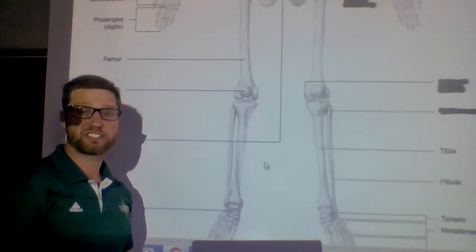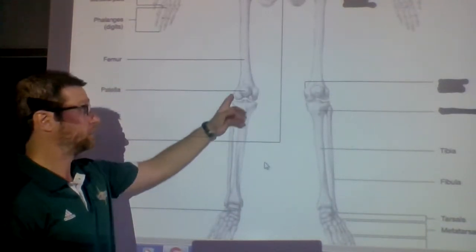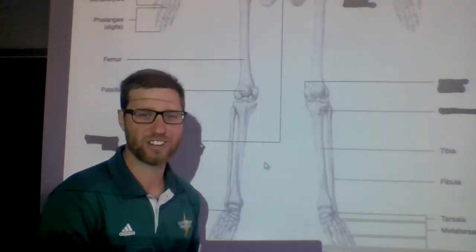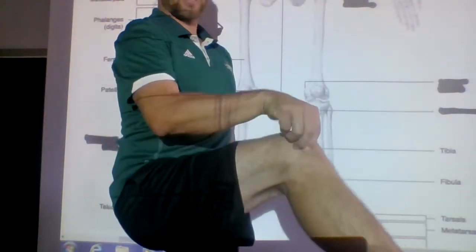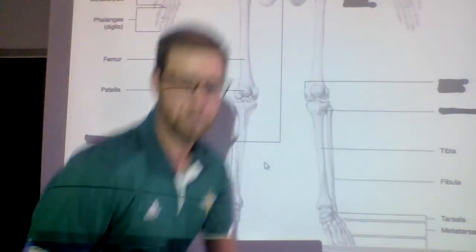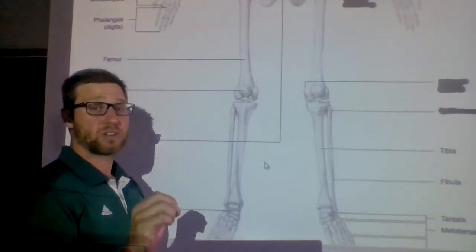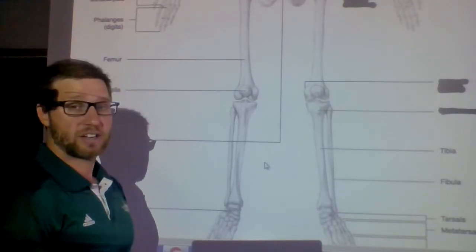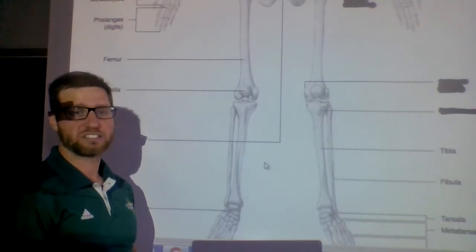The patella is a sesamoid bone, so it's floating. It's not actually articulating to any particular bone itself. And you can tell that if you straighten your leg and relax your leg, it's hard to do here with me, but you can actually move that patella around. It's kind of weird, but it just shows that it is a sesamoid bone.